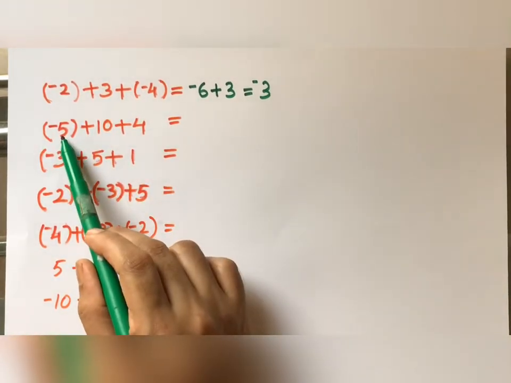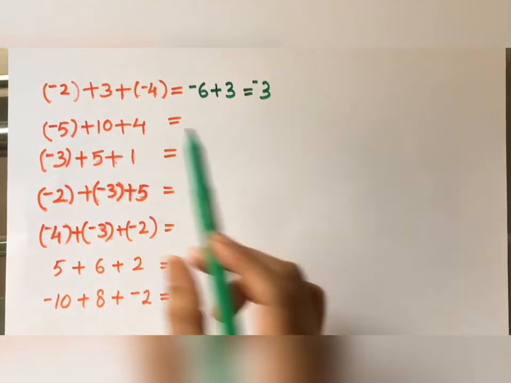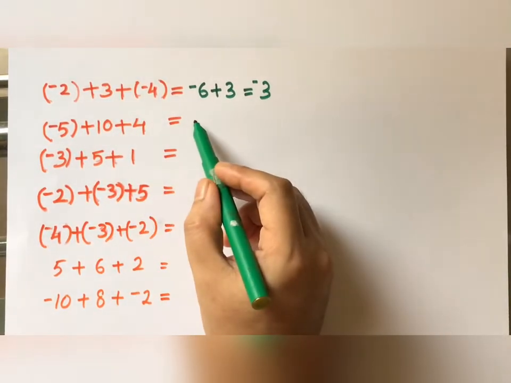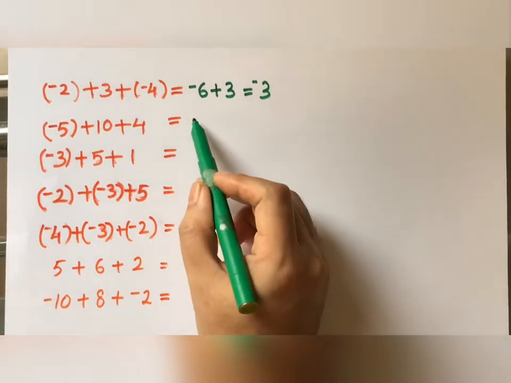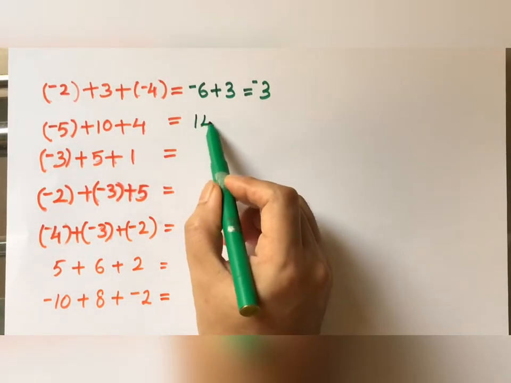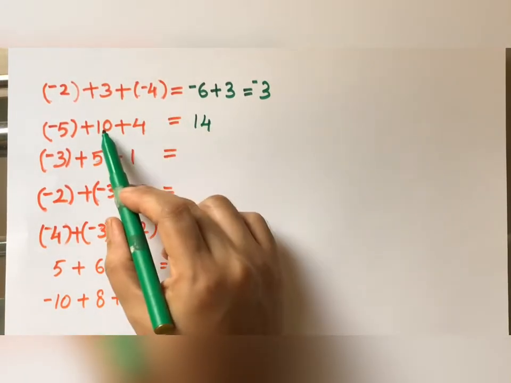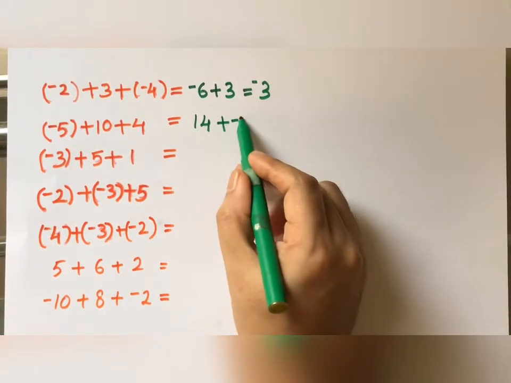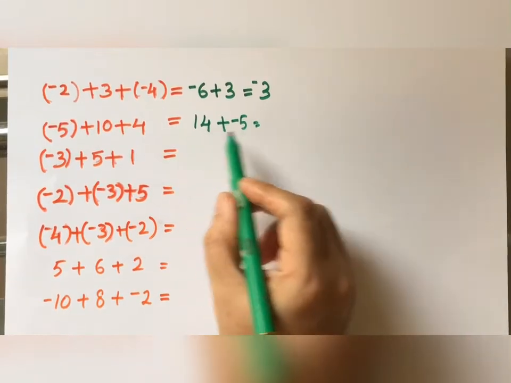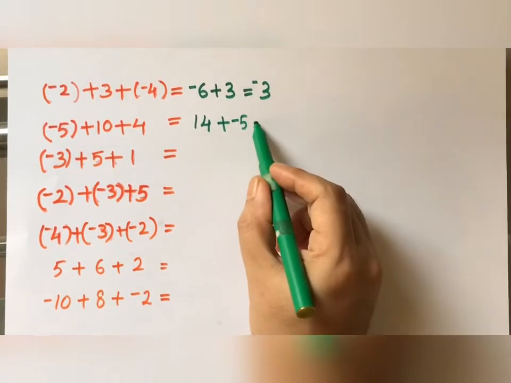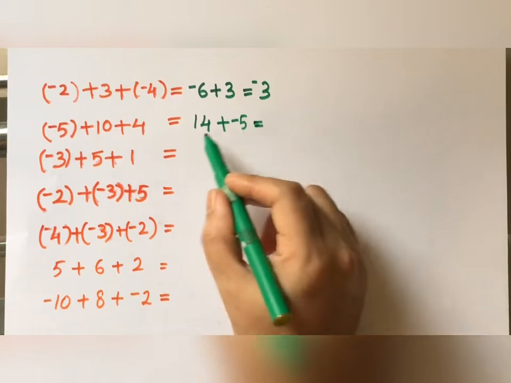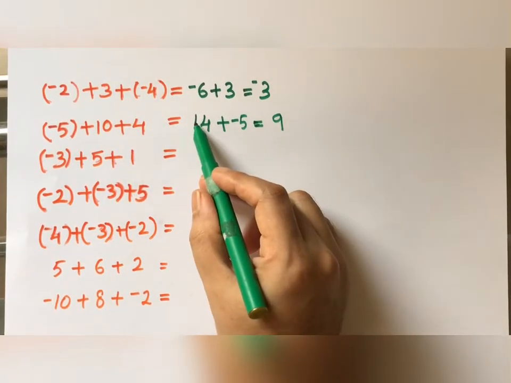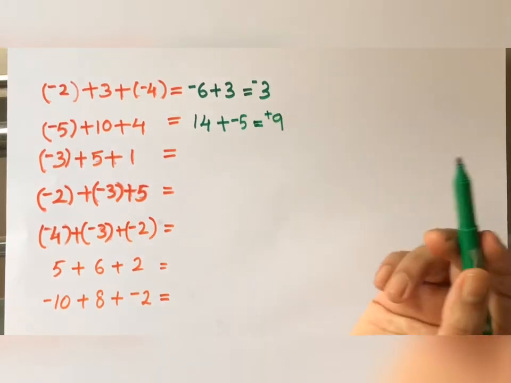Here -5 is negative and 10 and 4 are positive. So add the numbers having the same sign together, that is 10 and 4. Add the 10 and 4, that is 14, and it is positive because both are positive. Then add the rest, that is -5. Now one is positive and the other is negative. Now subtract. 14 minus 5 is 9, and keep the bigger number's sign, that is positive.